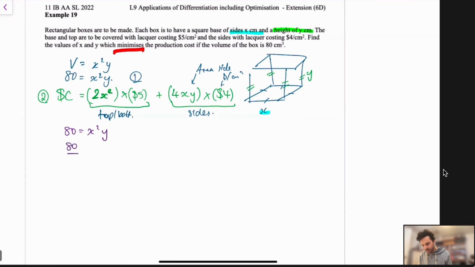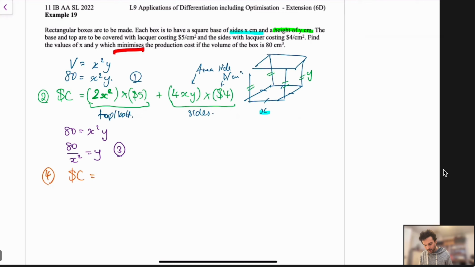Divide both sides by x squared. And now I've got equation 3. Now I can swap all my y's with my x's and the equation gets a bit better. So let's sub that in. Okay, so here we go.